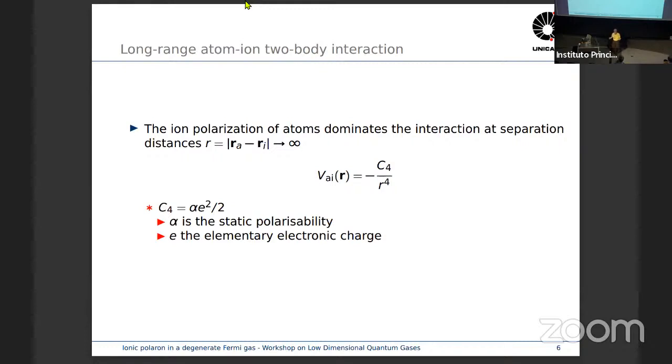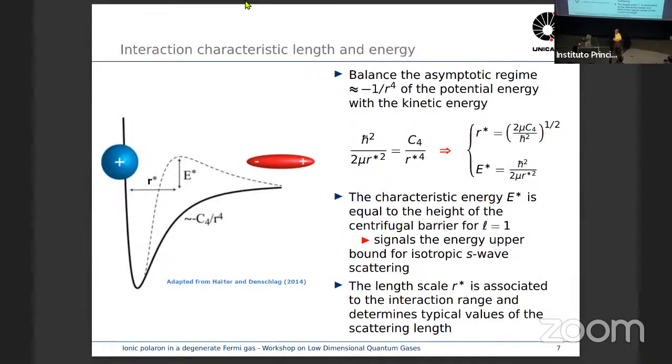This potential is true when we go into the limit of large distance separations. It's useful to have an interaction characteristic length scale and energy scale. To get these values, we balance the asymptotic regime of the potential energy and the kinetic energy. And then you get this R star, which is the length scale. It's associated with the interaction range and determines typical values of the scattering length. On the other hand, we have the energy scale, which is the height of this centrifugal barrier for L equals 1. This is the maximum energy where we have just S-wave scattering.